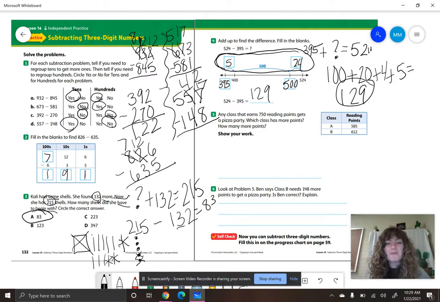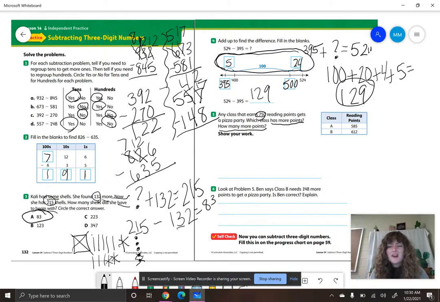All right, let's go to number 5. It says any class that earns 750 reading points gets a pizza party. Which class has more points? How many more points? Okay, let's read that again. Any class that earns 750 reading points gets a pizza party. Which class has more points? How many more points?